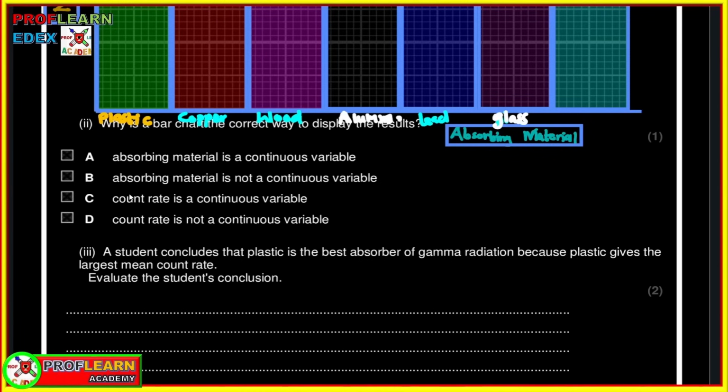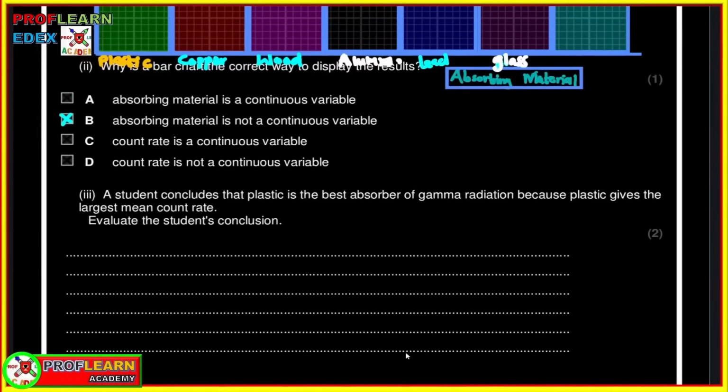Now the bar chart. Why is a bar chart the correct way to display this result? This is because absorbing material is not a continuous variable, so there is no way we could use a line graph in that case. All right, moving to the next part.